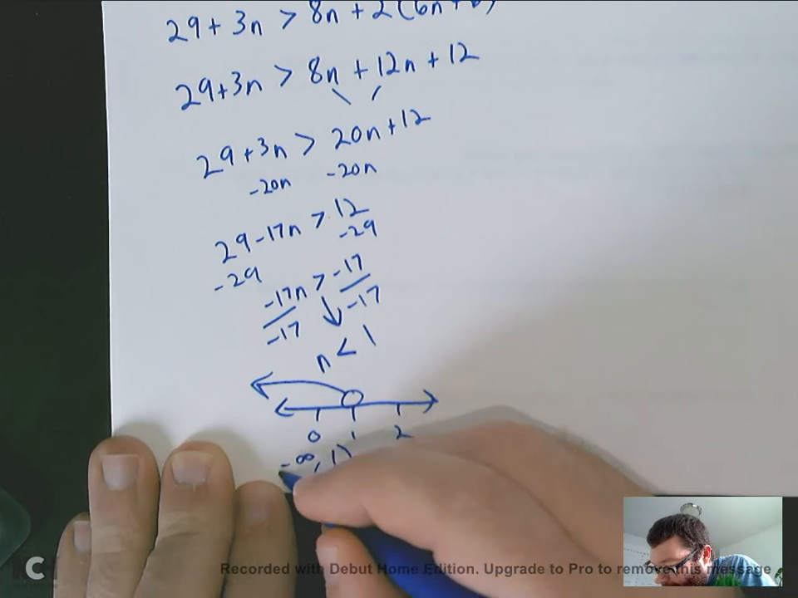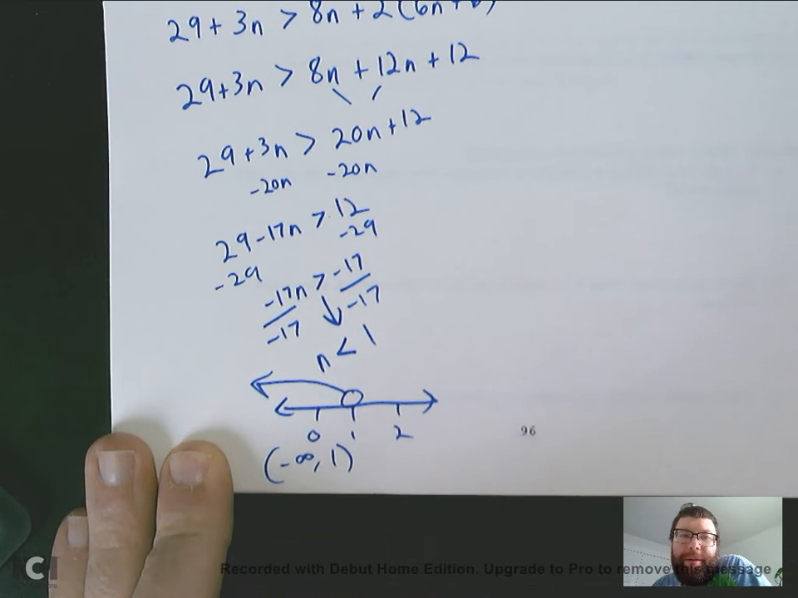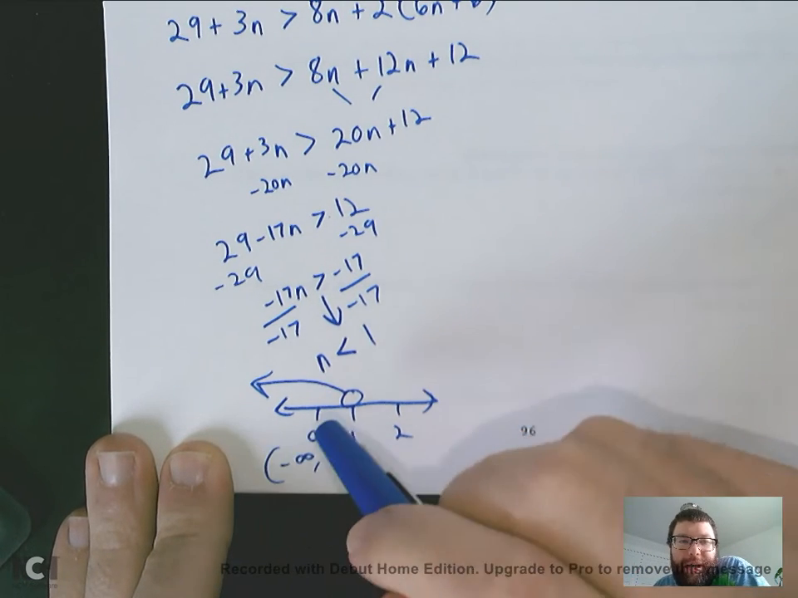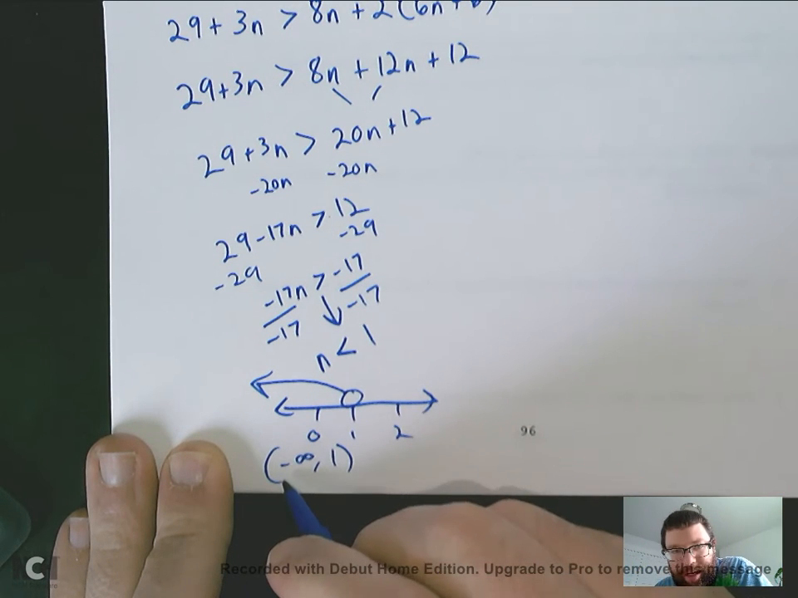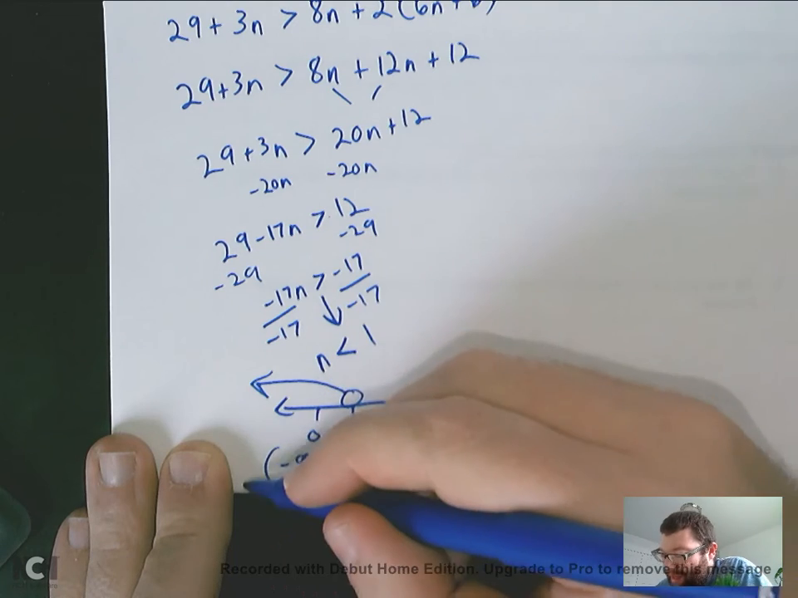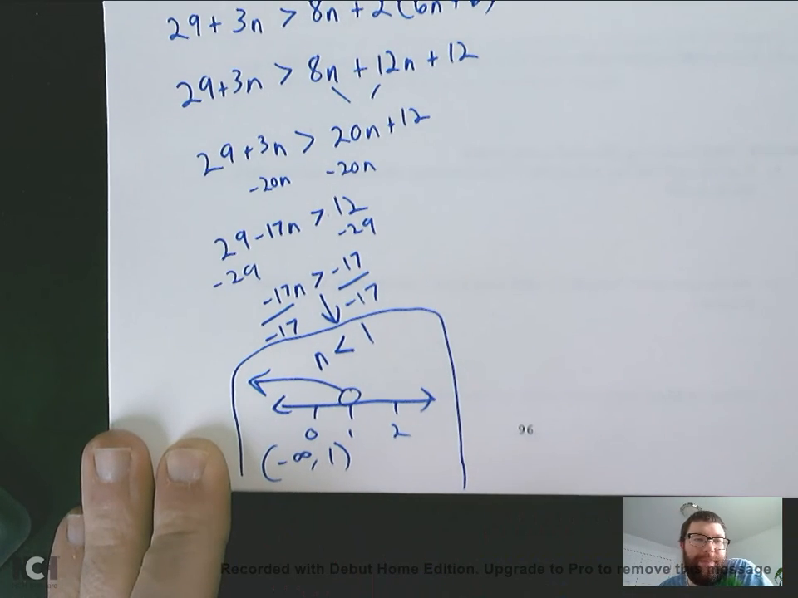And yes, the order in which you write that interval notation does matter. It's always least number, greatest number. So if you do 1, negative infinity, that is wrong. It needs to be least number first and then greatest number. And that would be your three answers.